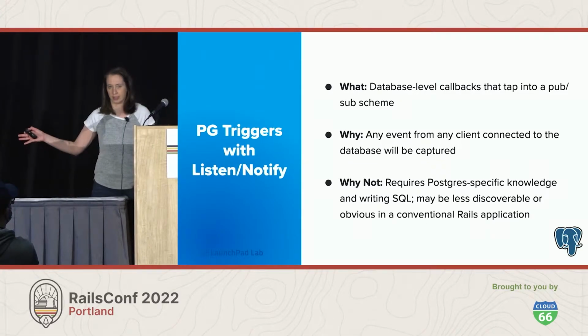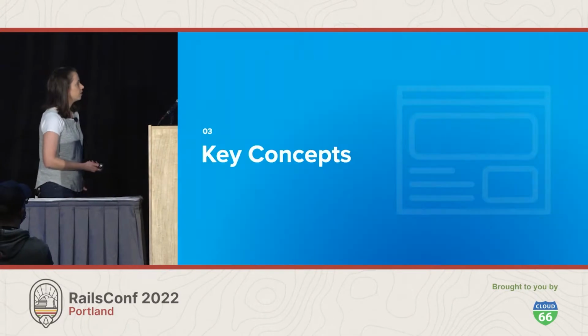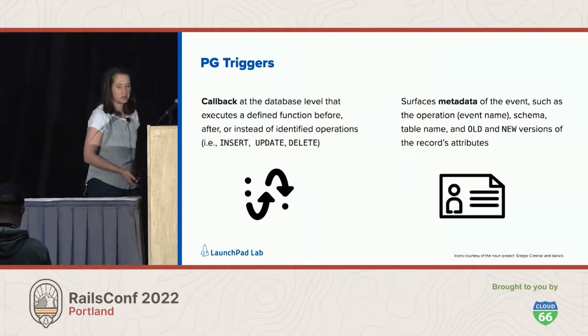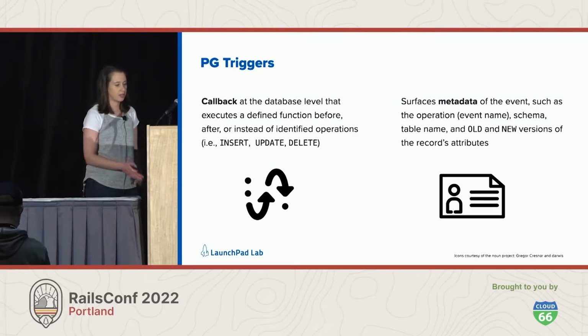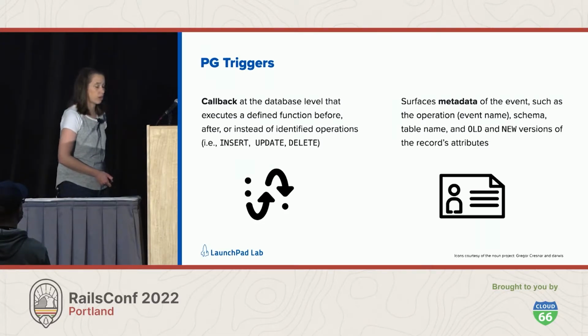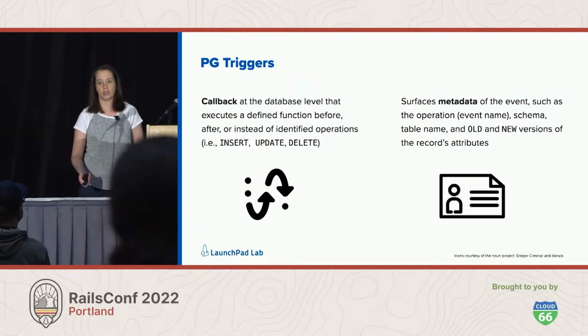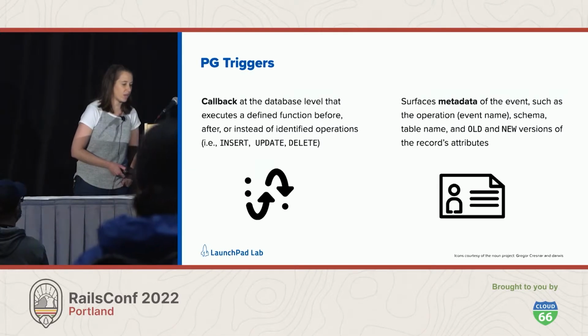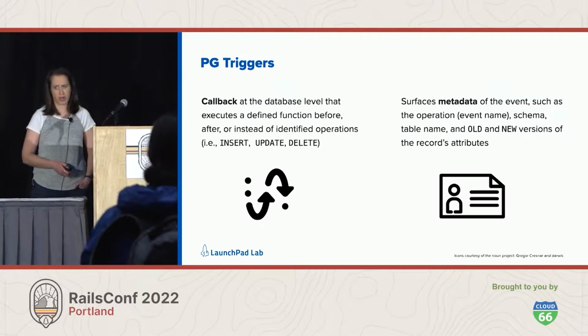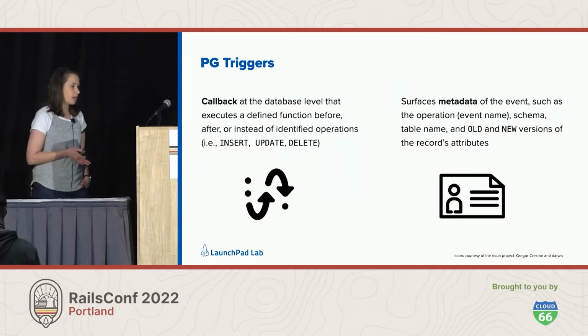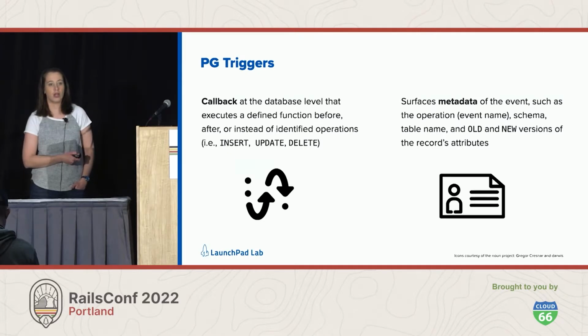All right, so what are these things actually, and what do they look like? PG triggers. As I mentioned, a PG trigger is essentially a callback, much like a Rails callback, all the way down at the database level. That callback can execute a function that you write, and that function is written in SQL along with the trigger. You can tell it to execute that function around certain operations, so insert, update, and delete. You can also specify what table it goes on. And when you execute that trigger and function, you also receive a lot of metadata about that operation.